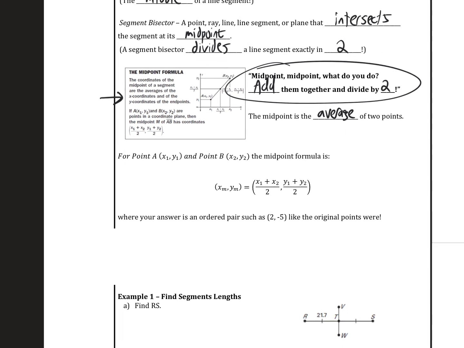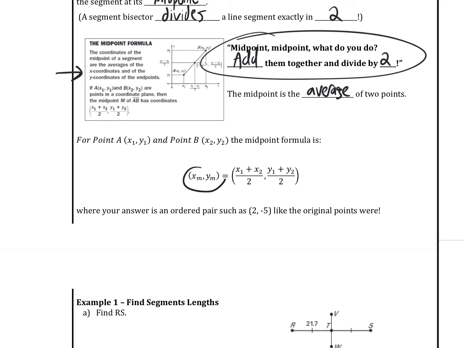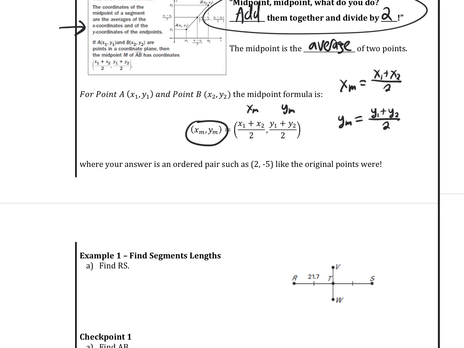So we have this formula right here. The x sub m, y sub m, or the little m's in the corner, are labels. So x sub m, y sub m is basically the midpoint. This is going to be x sub m, and this is going to be y sub m. So what I like to do is this. I like to go x sub m equals x1 plus x2 over 2, and y sub m equals y sub 1 plus y sub 2 all over 2. Okay? And it says to write your answers as an ordered pair, just like (2, -5) like the original points were. Okay? All right. Let's get going here.